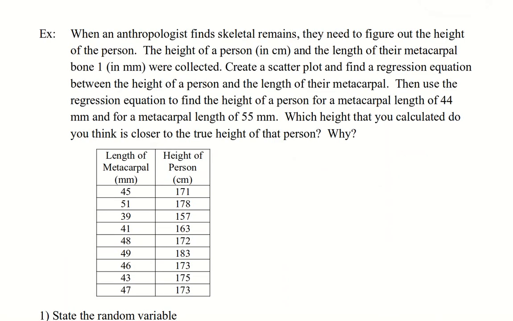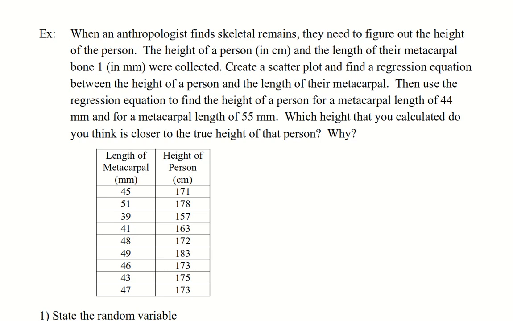Okay, one more example. We're going to look at skeletal remains. We're going to correlate the length of the metacarpal with a person's height. The height of a person in centimeters and the length of their metacarpal in millimeters were collected. First create a scatter plot and find a regression equation between the height of a person and the length of their metacarpal. Then use the regression equation to find the height of a person with a metacarpal of 44 millimeters and a metacarpal of 55 millimeters. Which height that you calculated do you think is closer to the true height of that person, and why?